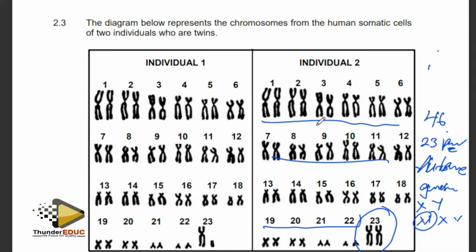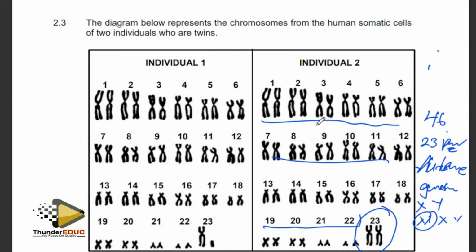Each chromosome pair has a different size. So that's how you can describe the karyotype. It's made up of 23 pairs. Pair number 1 to pair number 22 are called autosomes. The 23rd pair is called a gonosome. Each pair of chromosomes has a different size.